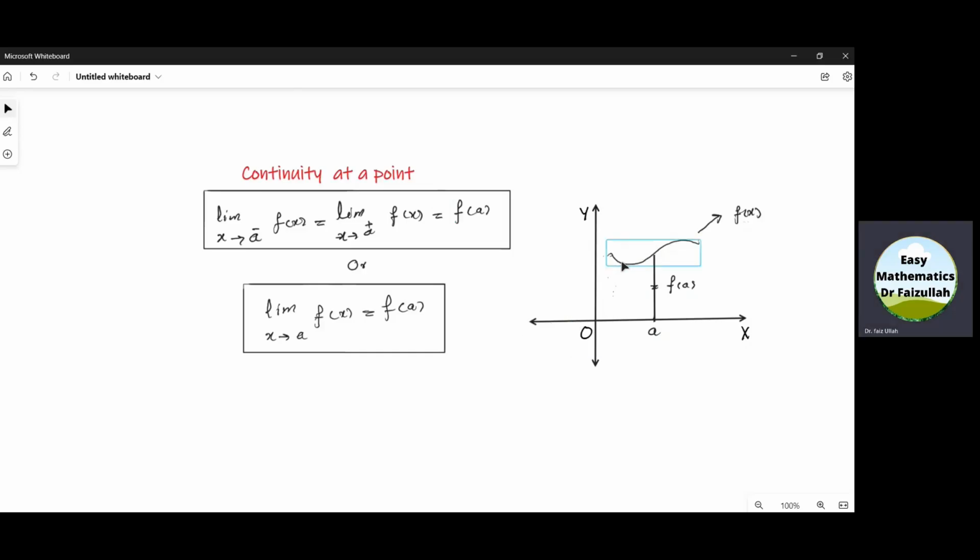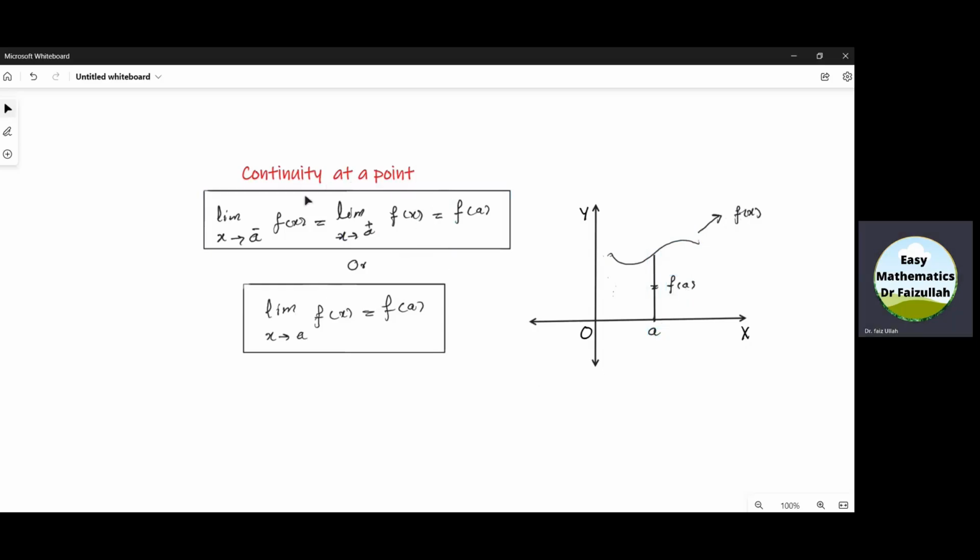Look at the graph of this function. Now continuity says that at a point A, the value of f of A must be some real number. And if we take left hand limit from this side and right hand limit from this side, they will approach the same point. So the limit from the left hand side will be equal to the limit from the right hand side, and they must also be equal to the value of the function at a point A.